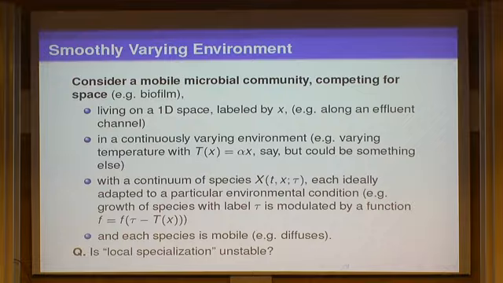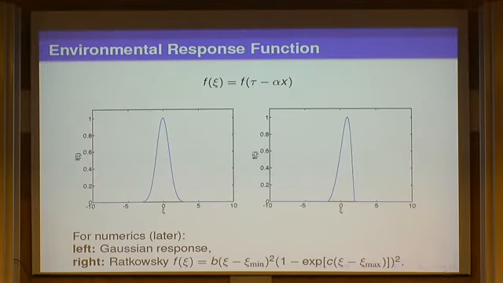The question is, we have a continuous species. Is that what you actually see in the solutions, or does it discretize in some sense into just a few finite species by itself? Okay, so here's a possibility for how these environmental response functions look.